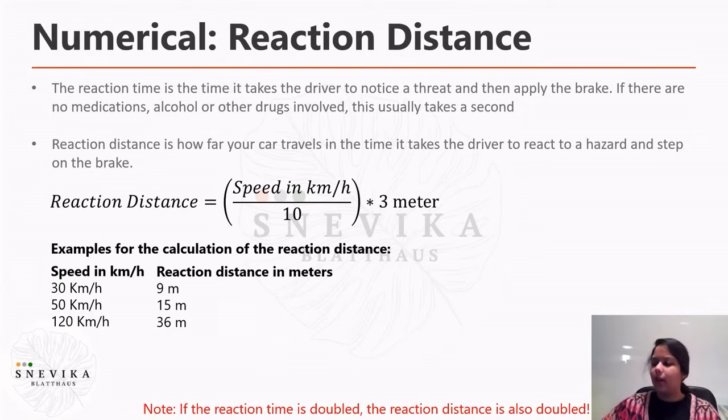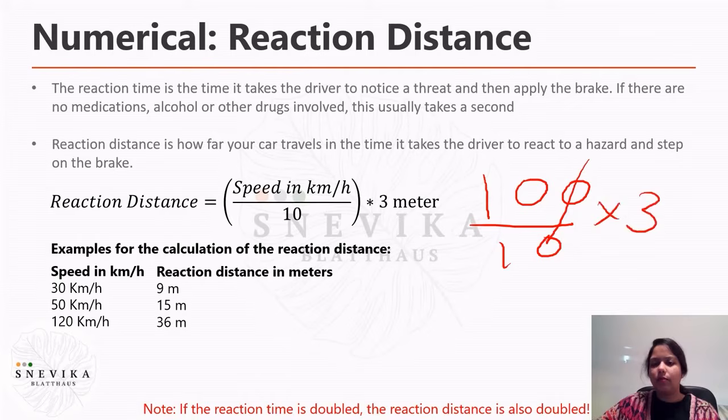Now let's say we are taking 100 as an example. If your car is going at a speed of 100, then 100 divided by 10 into 3, so your answer is 30 meters. If it is 50, then 5 3s are 15. If it is 120, then 12 3s are 36 meters. So generally, if your speed is doubled, then your reaction distance also doubles.